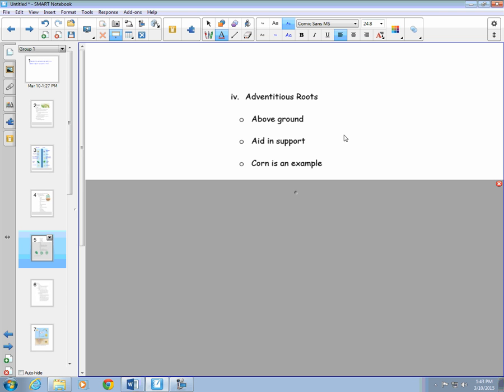And if you look really close at a corn stalk, there are these roots coming out of the stem, growing right into the ground, and they look like the stalk has a cane almost.